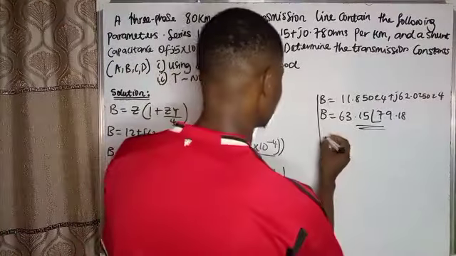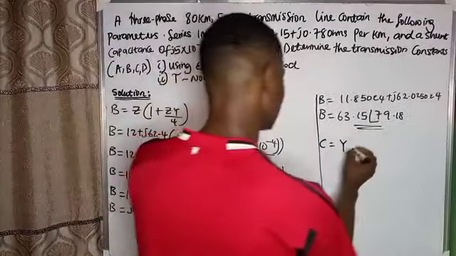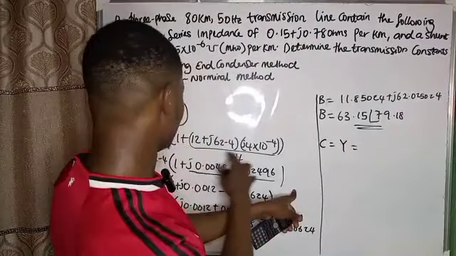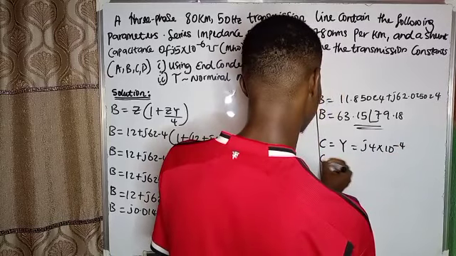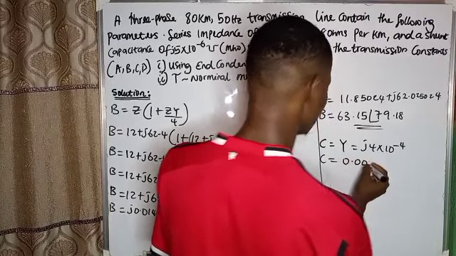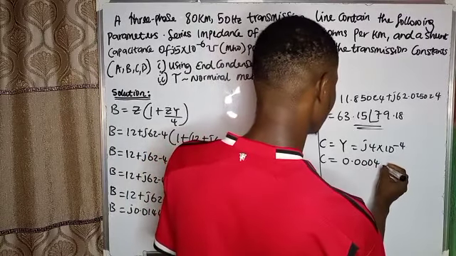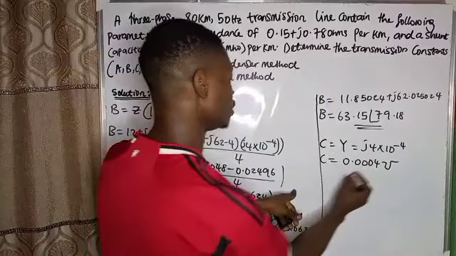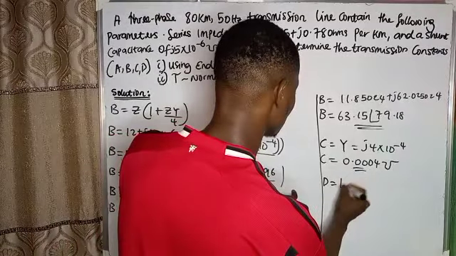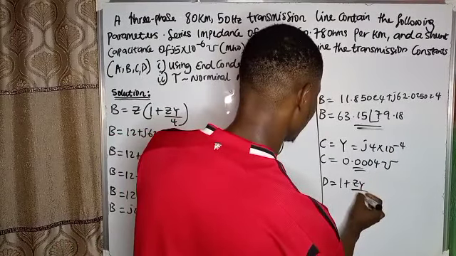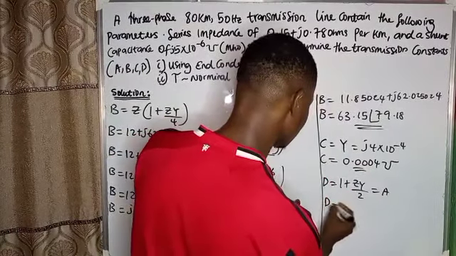So let's solve for C. Our ABCD, C is equal to Y. What is our Y? I think my Y is equal to j4 times 10 raised to the power minus 4. So this is my C. My D is equal to 1 plus ZY all over 2. Remember that 1 plus ZY over 2 is equal to A. So my D is equal to my A.